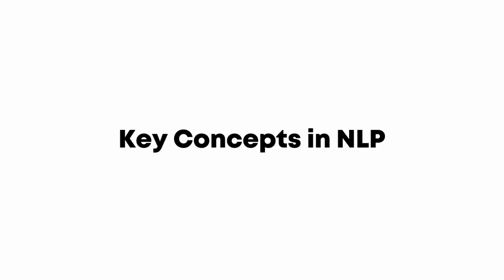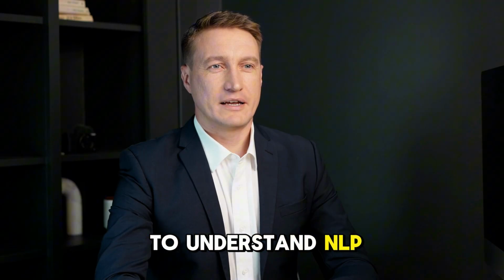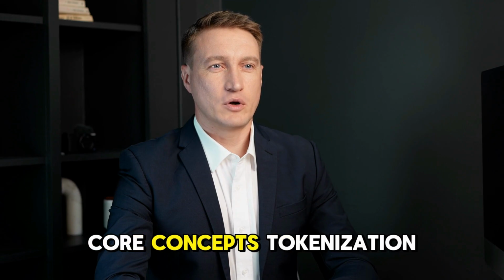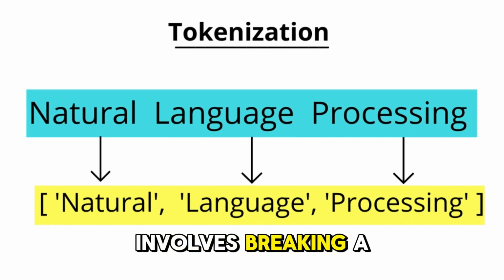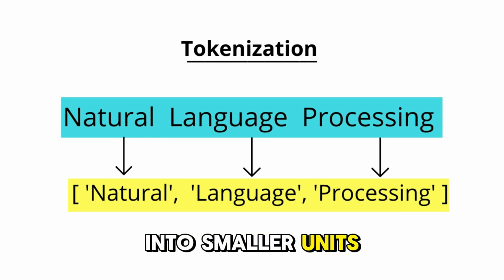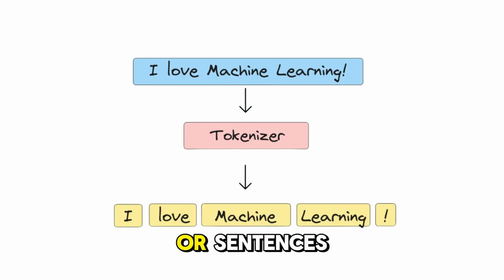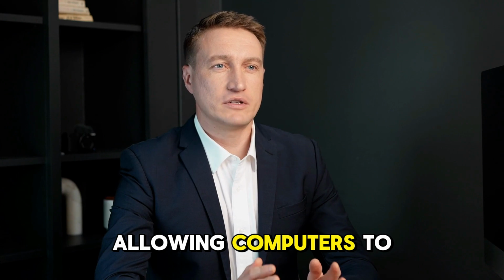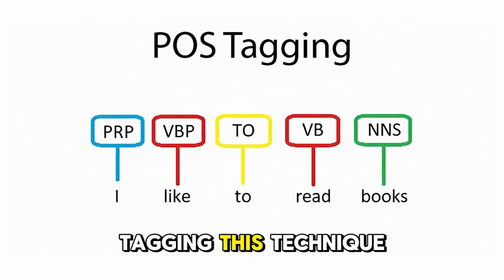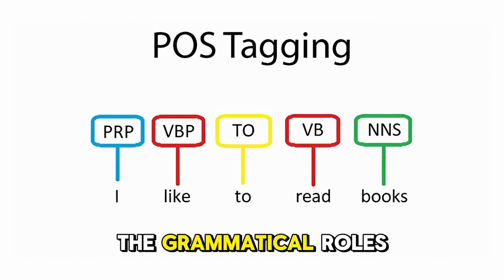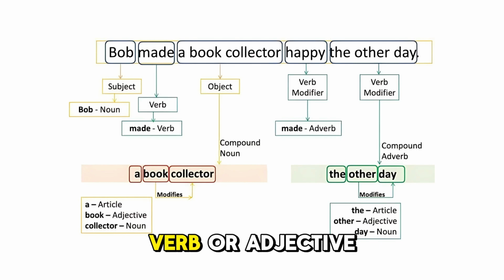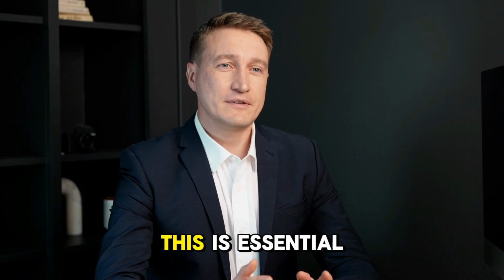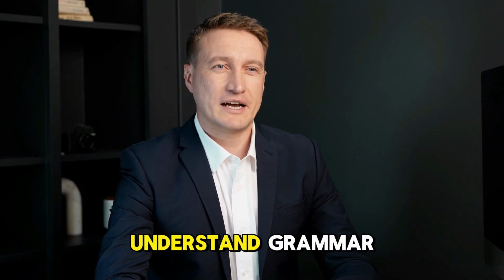Key concepts in NLP. To understand NLP better, here are some core concepts. Tokenization. Tokenization involves breaking a piece of text into smaller units, often individual words or sentences, allowing computers to process them more effectively. Part of speech tagging. This technique helps identify the grammatical roles of words within a sentence, such as whether a word is a noun, verb, or adjective. This is essential for machines to understand grammar.